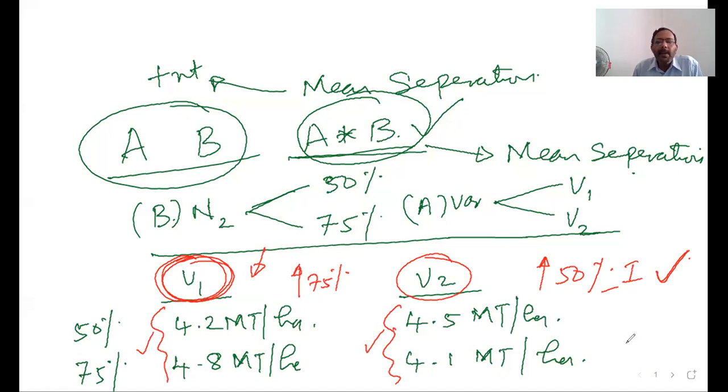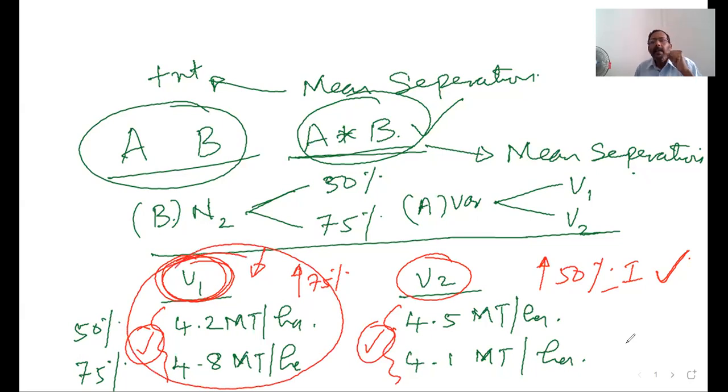So we want to find out that information. For variety 1, which nitrogen is good. For variety 2, which nitrogen is good. So we want to do the mean separation, keeping the level of one factor as a constant. Write down, keeping the level of one factor as a constant. Then we compare the levels of the other factor, the second factor.